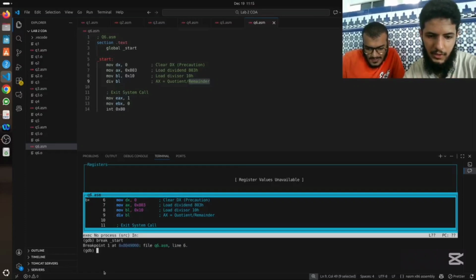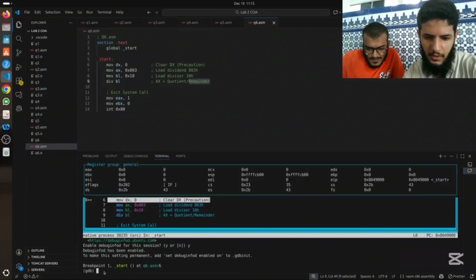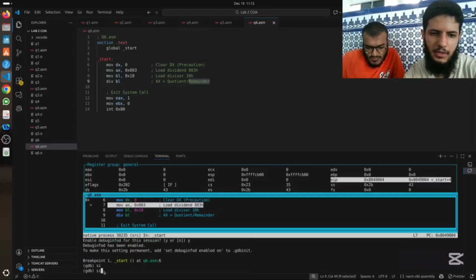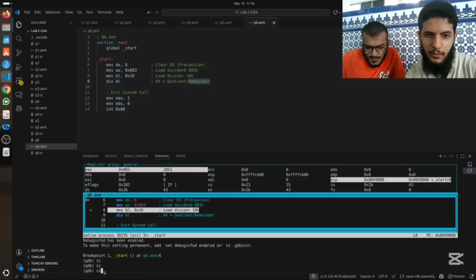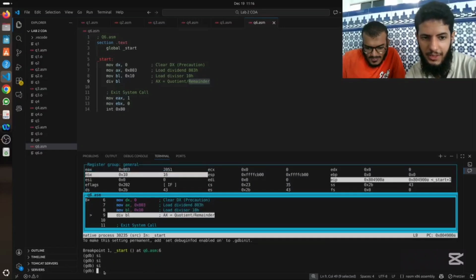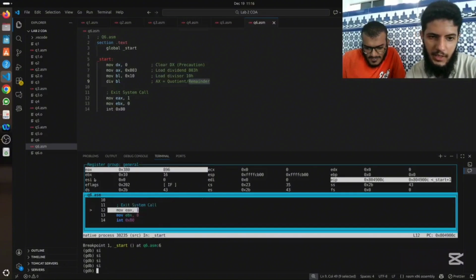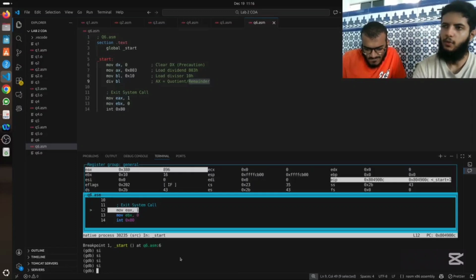So break start, then run the program, then yes, then here. I'm going to firstly clear it, then secondly I'm going to move EX to the value of the dividend, which is D803 hexadecimal. Then I'm going to load the divisor, which is 10 hexadecimal, and then divide here. After I divide, you can see the value of EX is 380 hexadecimal, which is the last result that should be shown. Thank you very much, and we are done with our project.